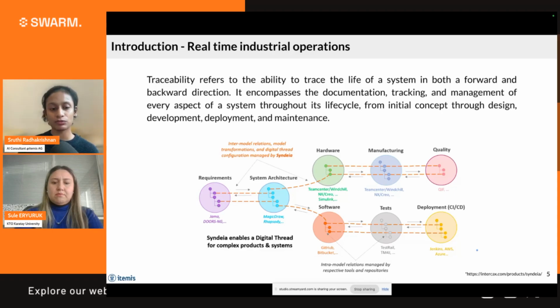We have two types of tracing. One is basically intermodal connection. If you want to trace something from requirements to system architecture, then we call it intermodal connection. And sometimes you also have to trace inside the requirements, like which requirement is associated with which requirement, or which requirement is verifying which requirement. So that is intramodal relations. This huge cycle of traceability is useful for understanding how industries work in real time. So that's traceability in a nutshell.